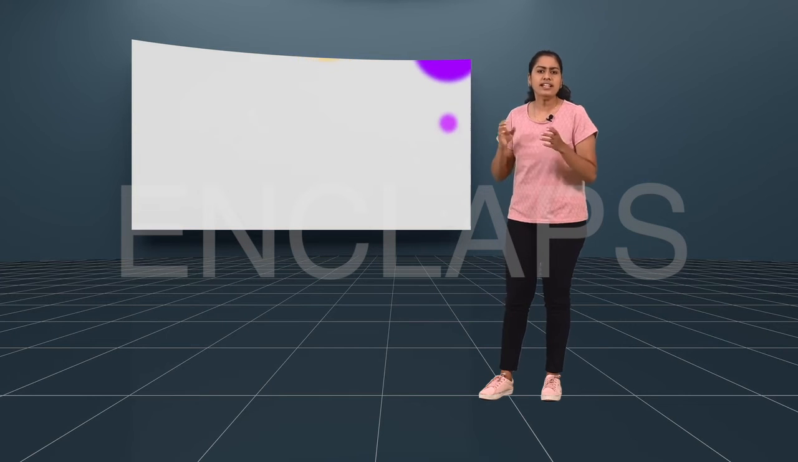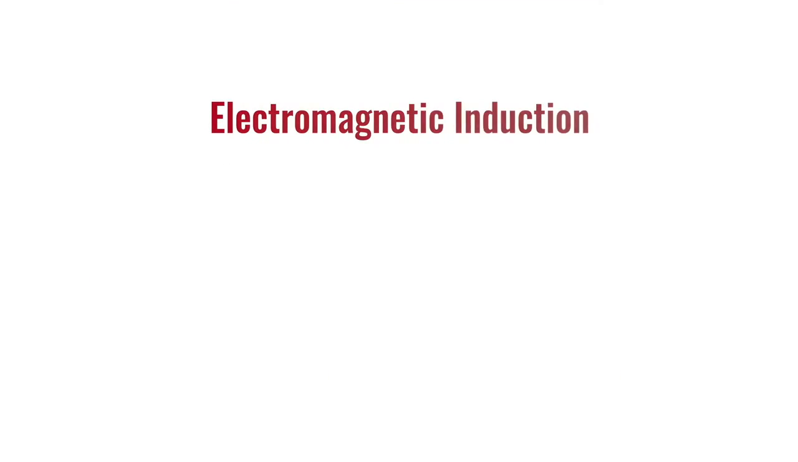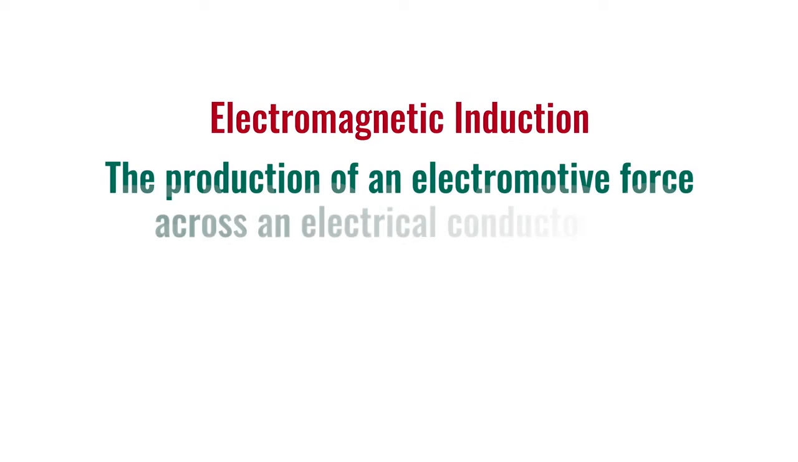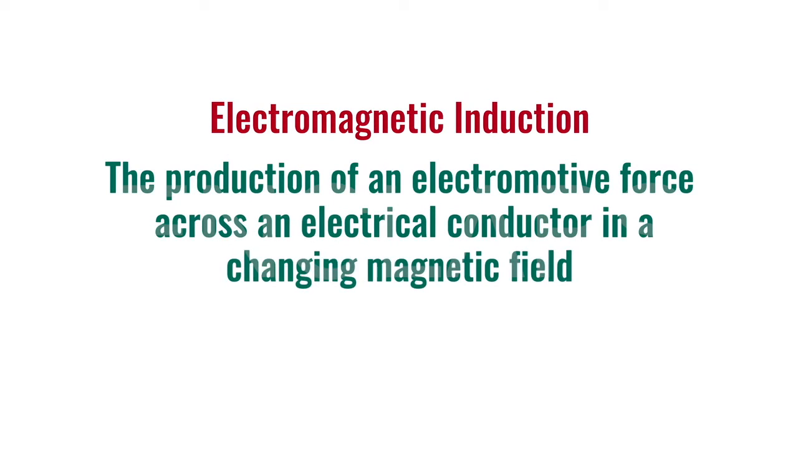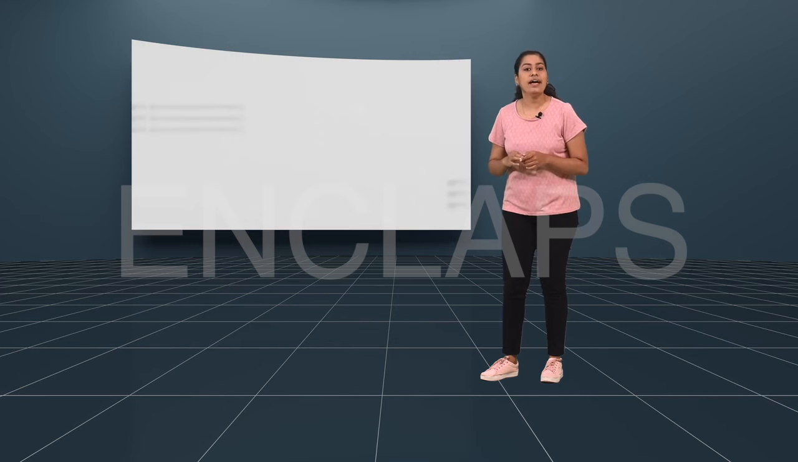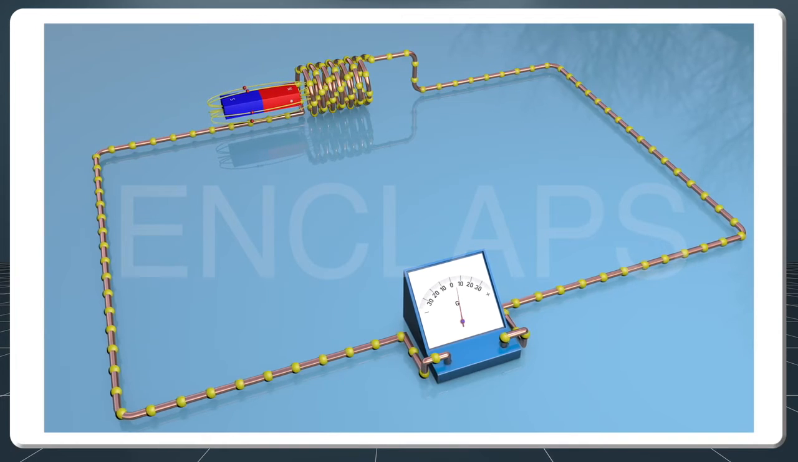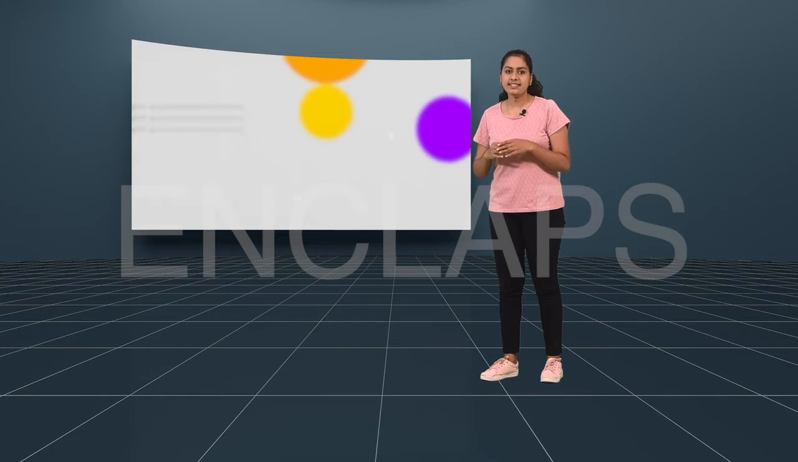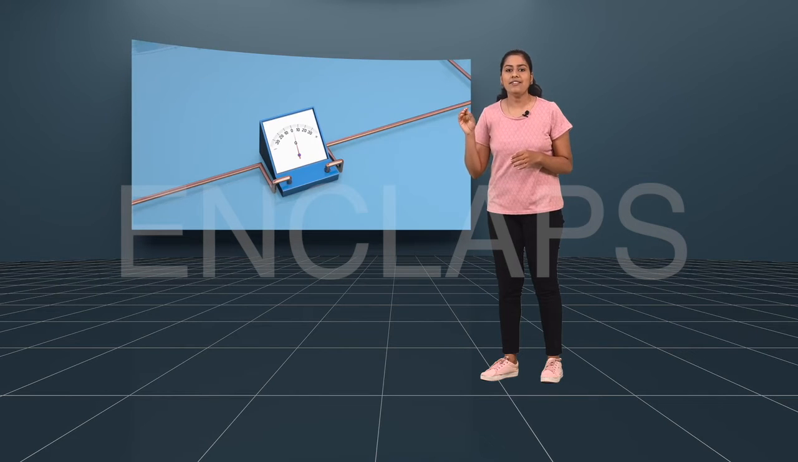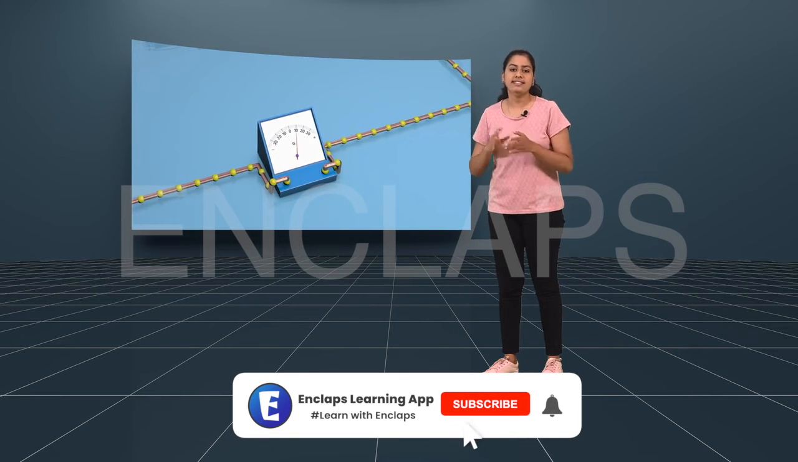So, what is electromagnetic induction? We can easily define it as the production of an electromotive force across an electrical conductor in a changing magnetic field. Let's do another activity. Insert the north pole of a magnet into a solenoid. We can see that the needle of the galvanometer deflects to the right side.